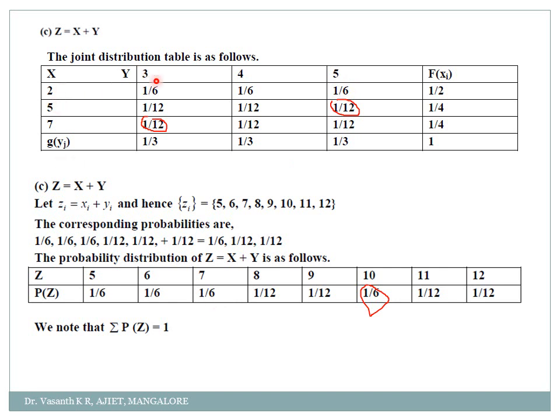Next, 5 plus 3 is 8. Its probability is 1 by 12. It's already there here. You just write it. Then 5 plus 4 is 9. Again, its probability is 1 by 12. 5 plus 5 is 10. Again, its probability is 1 by 12. It's 1 by 12. I'll tell you why I have written it as 1 by 6.